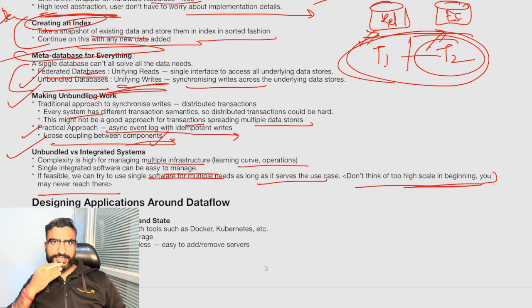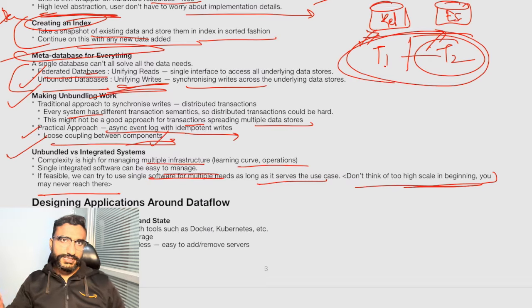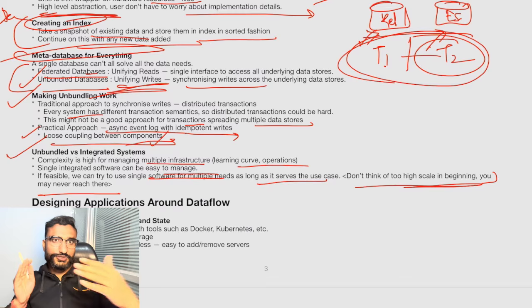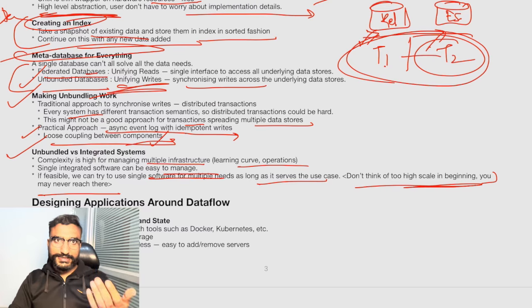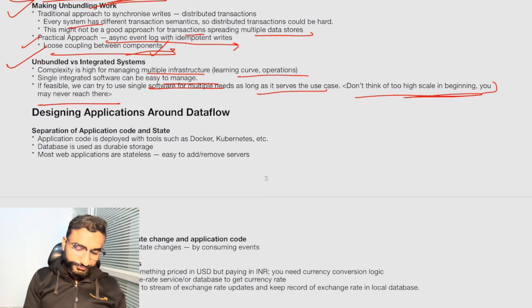We discussed one example: if we are able to solve our search use case with the help of Postgres, then don't think of scale on day zero, that you will have such a large scale that you need to solve all those filters and then introduce a search cluster on day zero. You don't have that requirement on day zero, so skip that. In future, if there is a requirement, then you can choose that. So that's the idea of it.